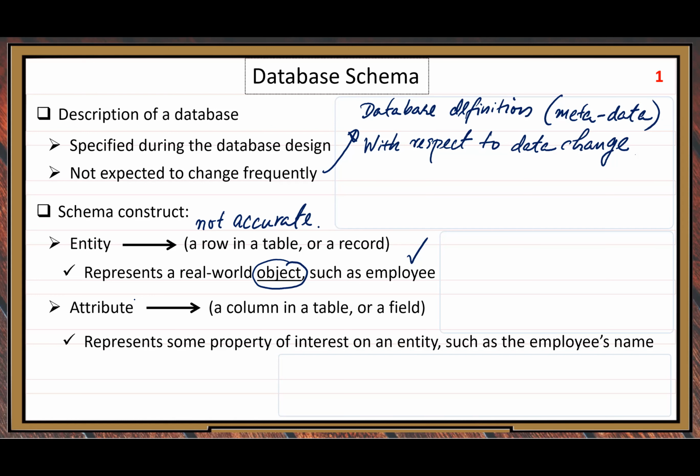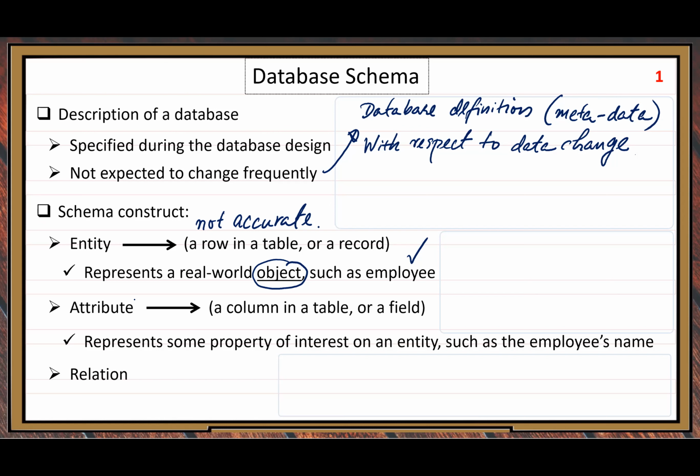Attribute represents some property of interest of an entity, such as the employee's name. One entity may have several properties. In the business, we need to describe a certain number of properties.